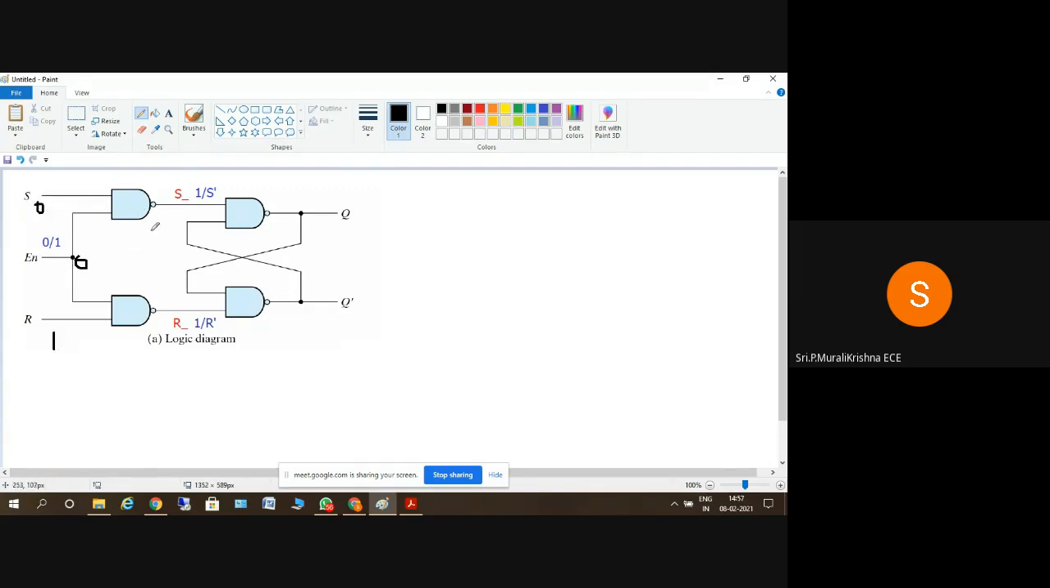Okay, so 0 0 it's a 1 and 0 1 it's a 1 here. Okay, and we'll assume the previous values here. So assume Q is equal to 0 and Q bar is equal to 1. So 1 we already got here. So 1 1, we got a 0 and here 0 1, so we'll get a 1 here.